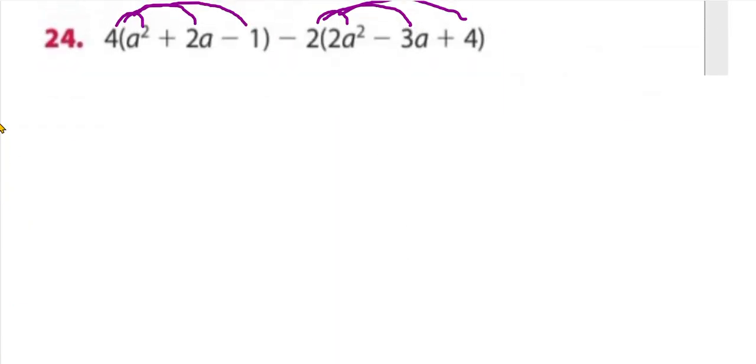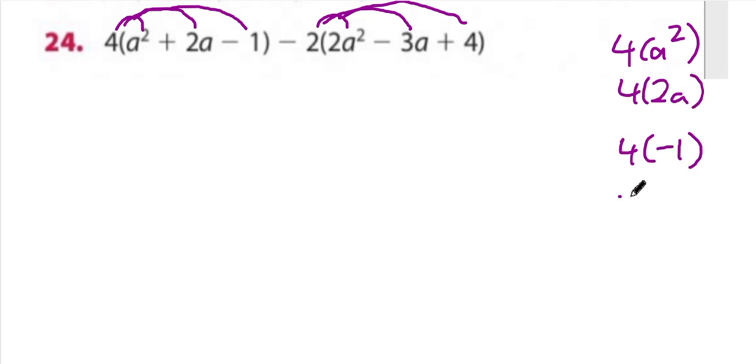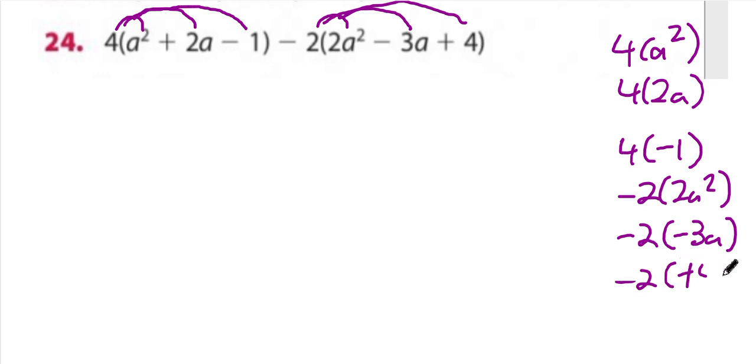Right, so I'm going to write all these out in the corner, ready? So that will prevent the mistake. 4 multiplied by a squared. 4 multiplied by 2a. 4 multiplied by minus 1. Minus 2 multiplied by 2a squared. Minus 2 multiplied by minus 3a. And then finally minus 2 multiplied by plus 4. Now I think I should get this.